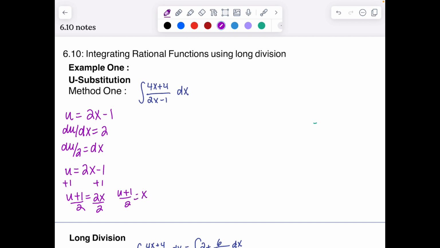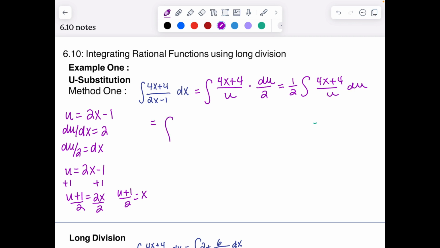Now I have all the pieces I need to change this rational function. Remember, a rational function is just a function that involves division and has x on the bottom and x on the top. Now I have everything I need to change this rational function into a function with respect to u rather than x. So my integral sign is going to go here. I'll do it one step at a time. I'm going to replace my denominator with u, and then I'm going to replace dx with du over 2. And then I'm going to pull that 1/2 out in front. And then I'm going to plug in u plus 1 over 2.